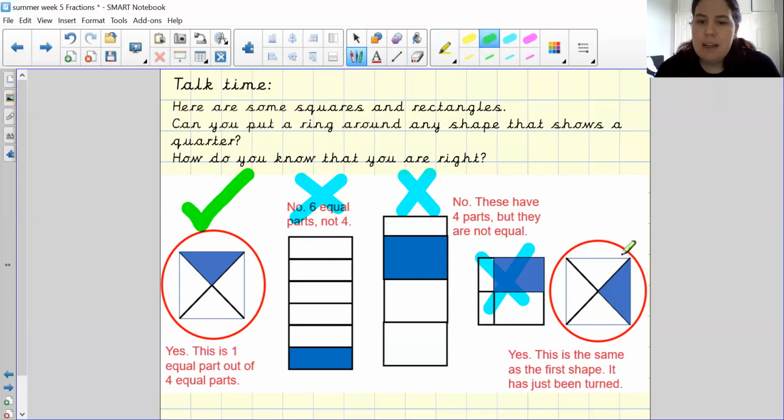And then finally, my last one, a square again, 1, 2, 3, 4 pieces, and they're all equal. And I've only shaded one, which means that this is a quarter shaded. So well done if you solved that at home.